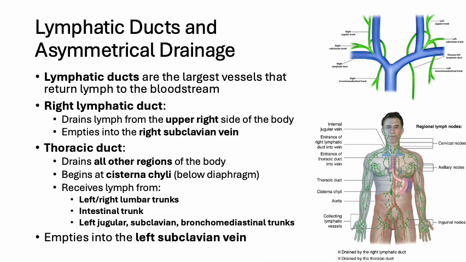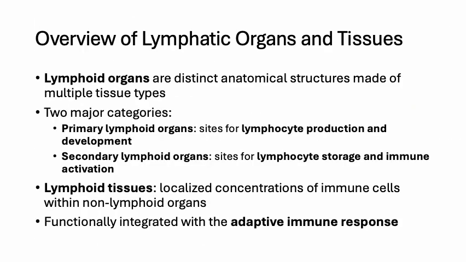This asymmetric drainage system ensures that lymph from all parts of the body is eventually returned to the blood, completing the fluid transport cycle and supporting both circulatory and immune functions. The lymphatic system also includes a wide range of specialized structures that are essential to immune function. These structures are collectively referred to as lymphoid organs and tissues. The lymphoid organs are well-defined anatomical structures that contain multiple tissue types, while lymphoid tissues are more diffusely concentrated immune cells found within the tissues of other body systems.